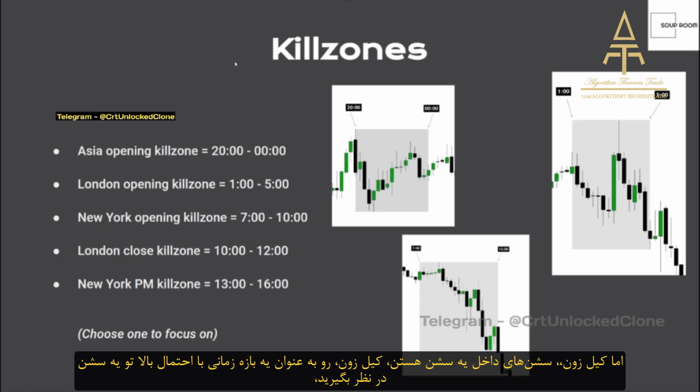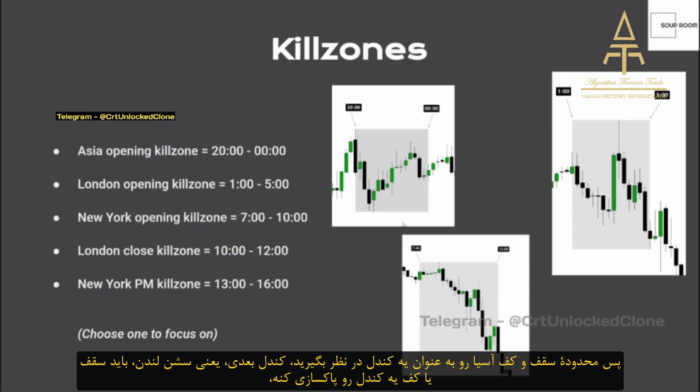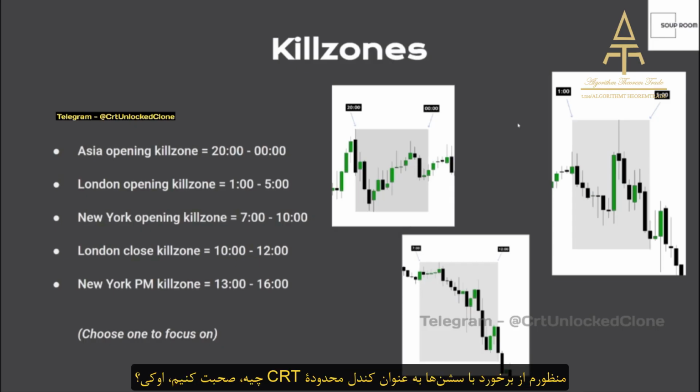Okay? So we're going to talk on kill zones, and this chapter is going to focus on using kill zones as the CRT range. So think of the Asia range, high and low, as one single candle. The next candle, meaning the London session, needs to sweep one candle's high or low, and the New York session will either expand lower or reverse or retrace and continue expanding. Okay, we're going to touch base on what exactly I mean by treating the sessions as the CRT range candle.